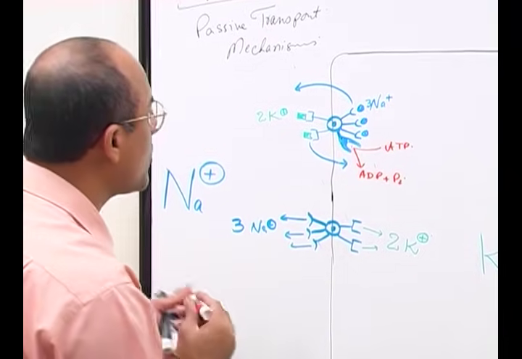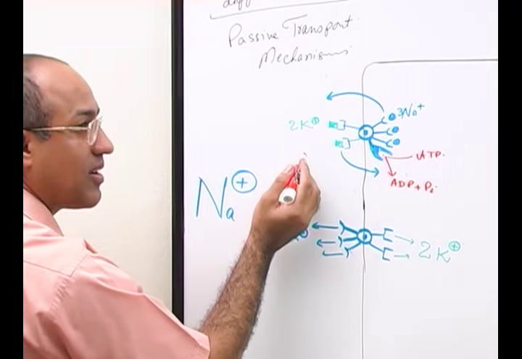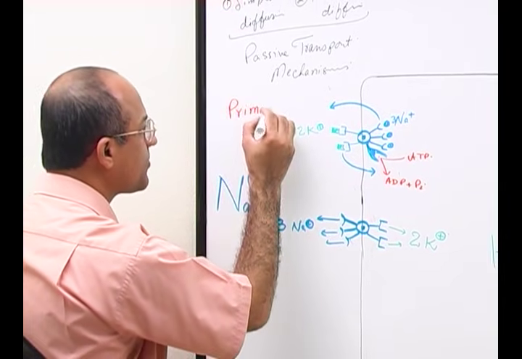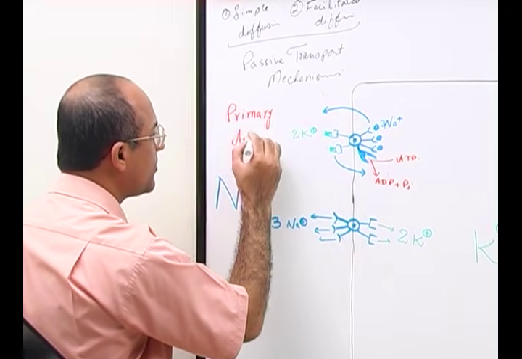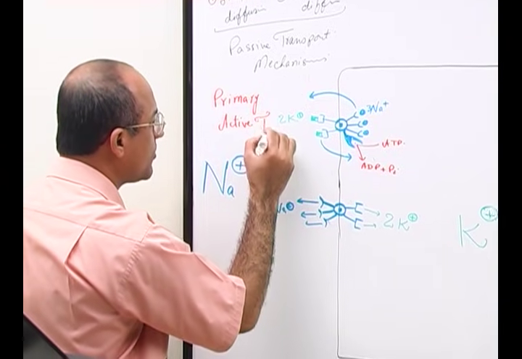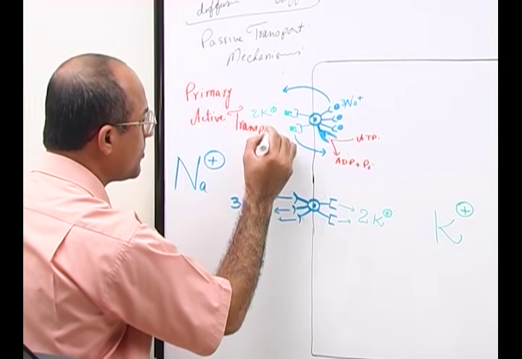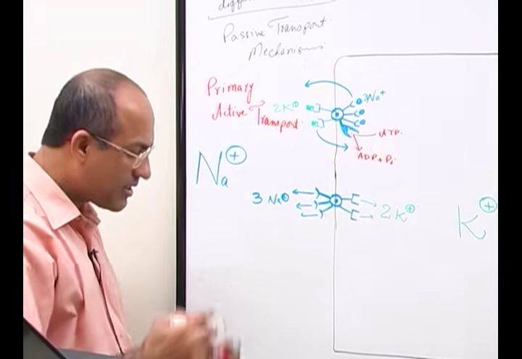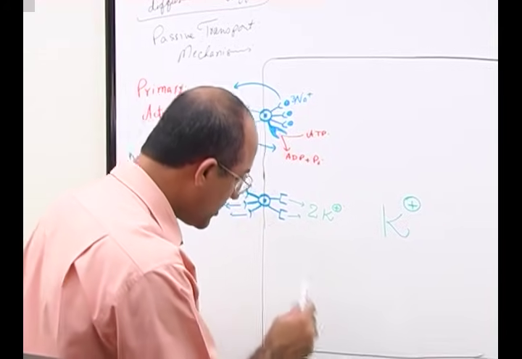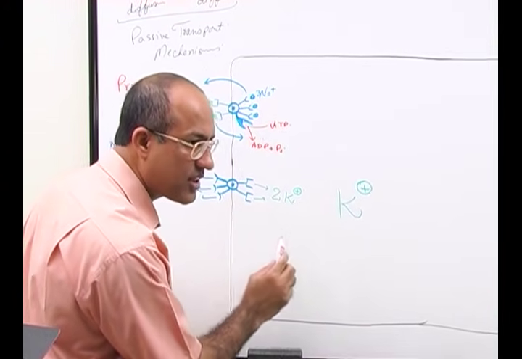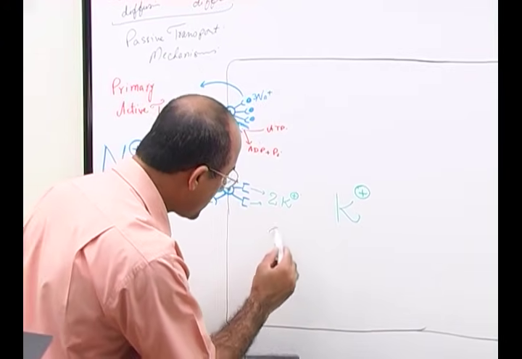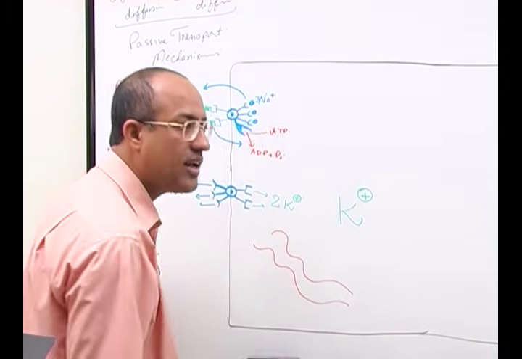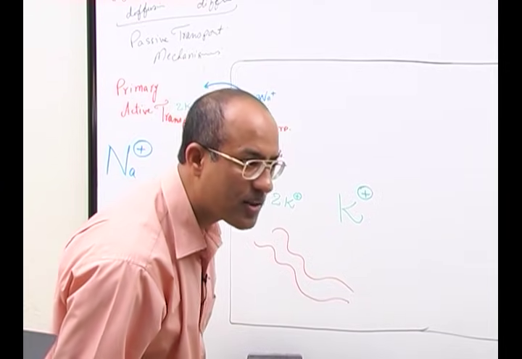So this should be called what type of active transport? Yes, primary active transport. Is that right? Any question up to this? Another example of primary active transport is, you may be knowing that within the cells there is a network of tubes which is called endoplasmic reticulum.